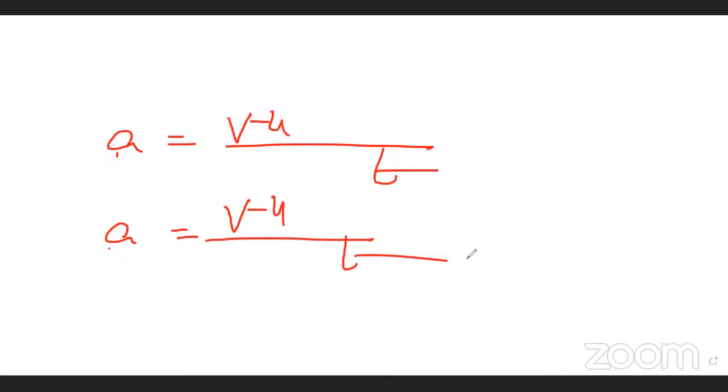So then what are the units for acceleration? Suppose an object is starting from rest. What is the initial velocity of an object which is starting from rest? The initial velocity of the object which is starting from rest is 0. U is equal to 0. Initial velocity is represented by U, and final velocity is represented by V.